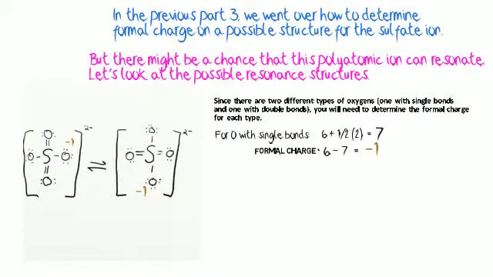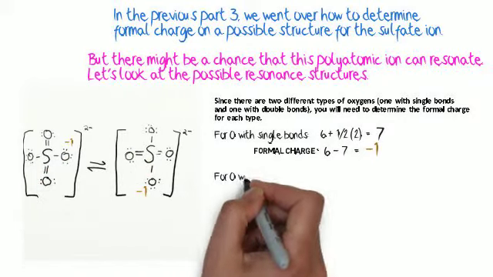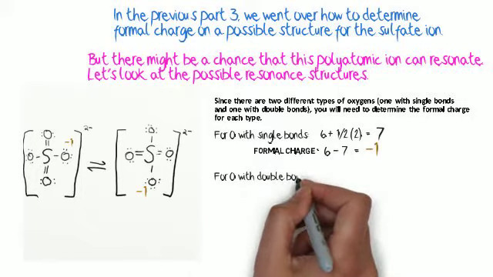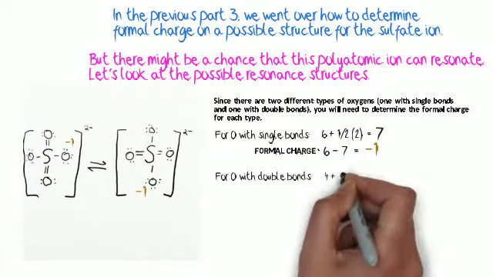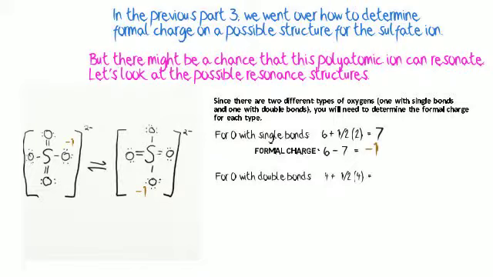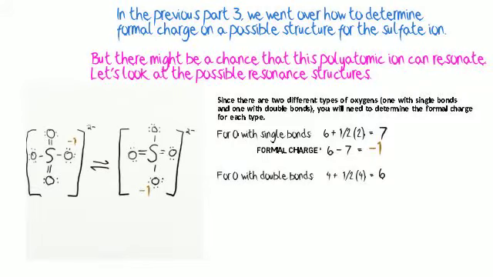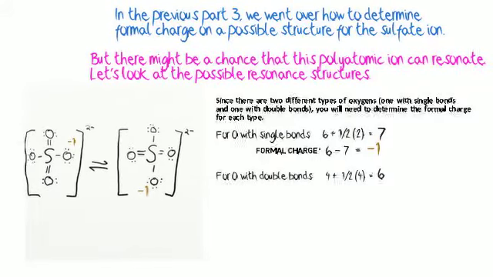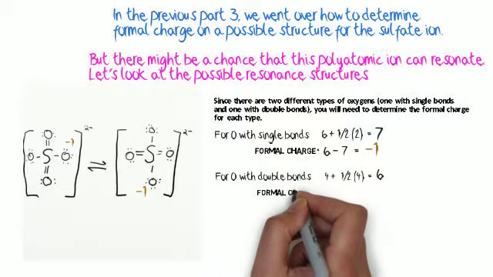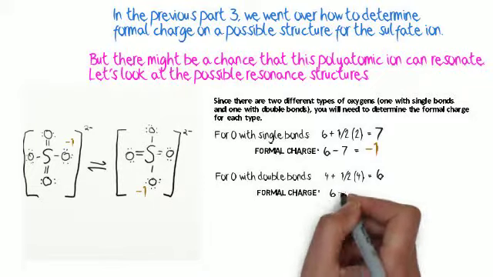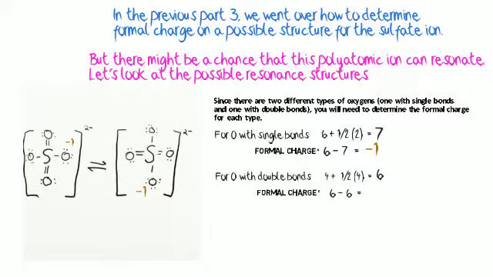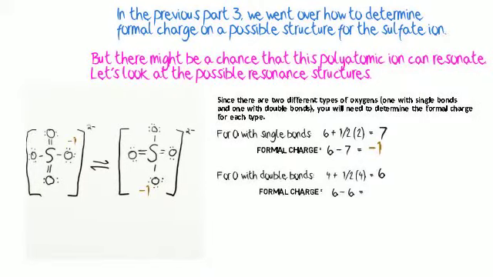Now we have to do oxygen with double bonds. If you take a look at this, it only has 4 unshared electrons. Plus the shared, it has 4 shared ones. So you do the math, and that comes out to 6. Now to determine formal charge, again, consider oxygen as a free atom from the periodic table. It has 6 valence electrons, minus the 6 from above. So the formal charge for the oxygen with double bonds is a 0. And I'll just write that in on some of them.